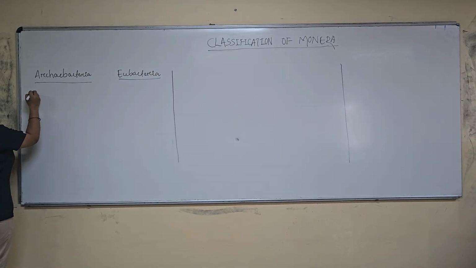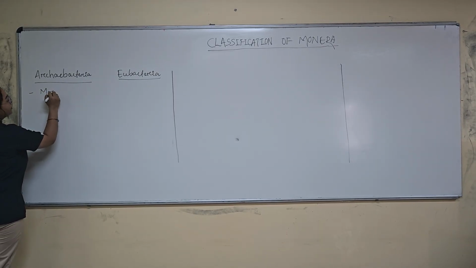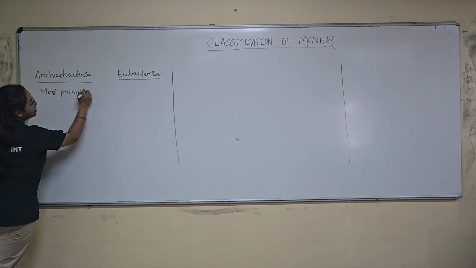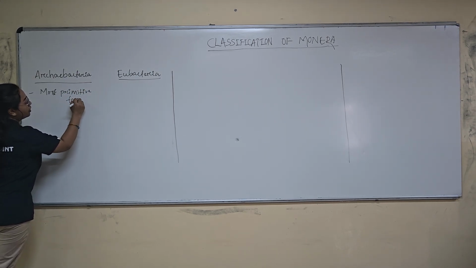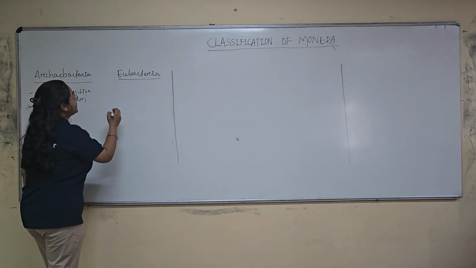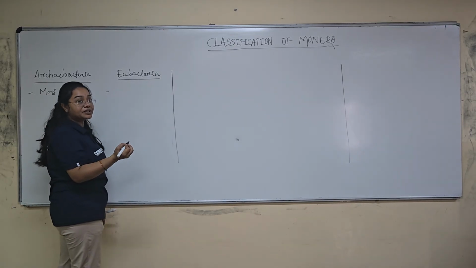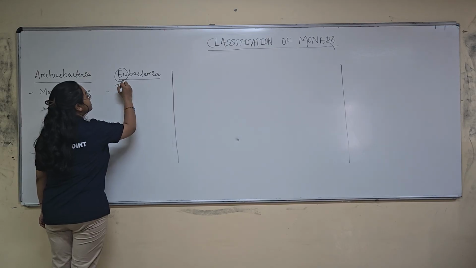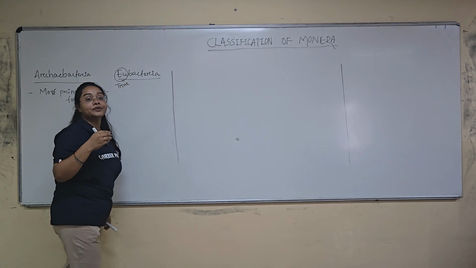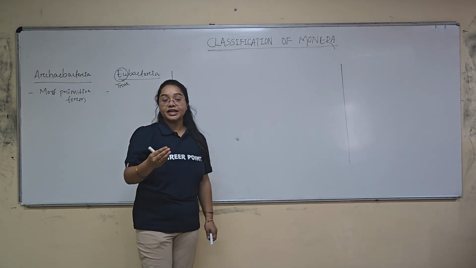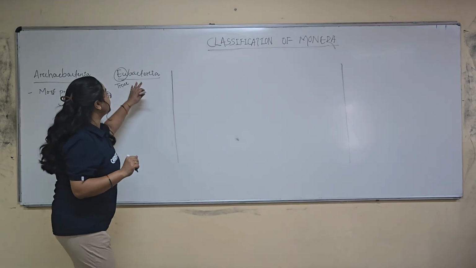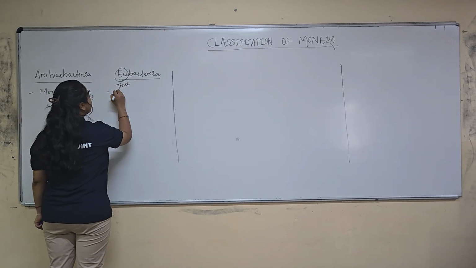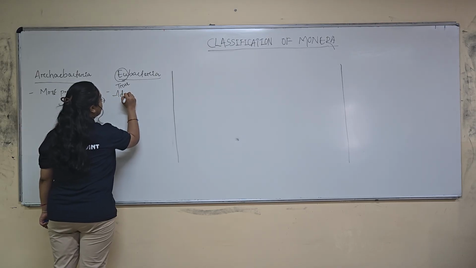So the Archaebacteria are the most primitive form of bacteria, and Eubacteria are the advanced bacteria. That means the term Eubacteria itself means true bacteria. In the last class, what we studied about the kingdom Monera actually belongs to this category. These are the true bacteria. They are the advanced bacteria, you can see.